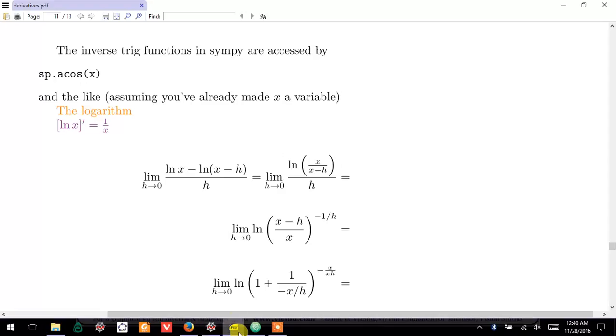Now, moving on to what I promised, we will talk about the derivative of the logarithm. Now, if you just want what is the derivative of the logarithm, it is 1 over x, and you can stop watching the video if you don't care about the proof, but I'll start giving the proof.